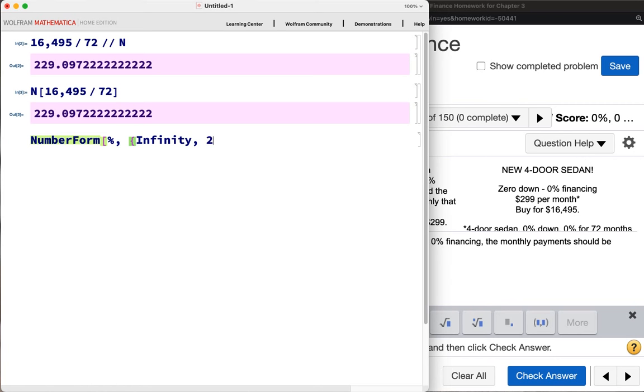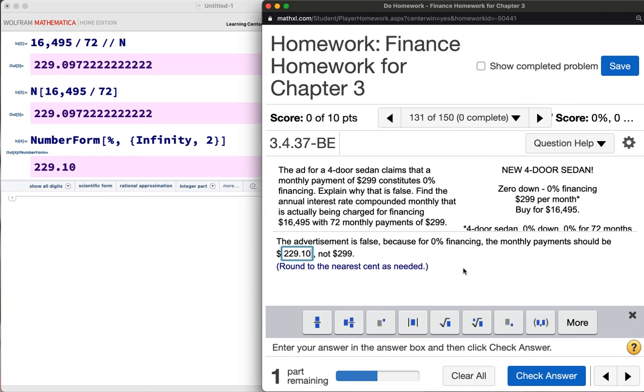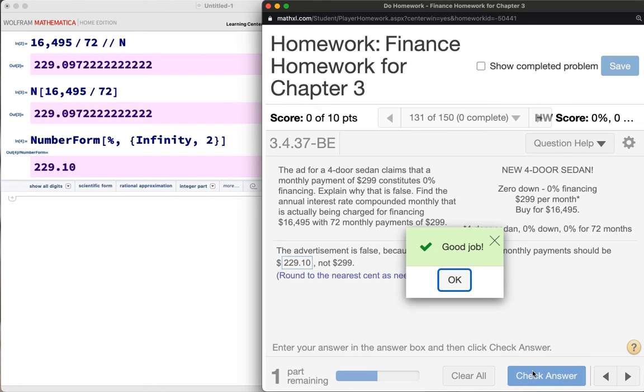And then the 2 here refers to 2 digits after the decimal point. I want 2 digits to follow my decimal point. Shift Enter. And that is $229.10. Okay, let's see if that's true. Okay, so that was easy.